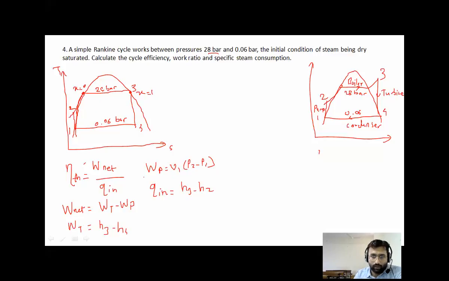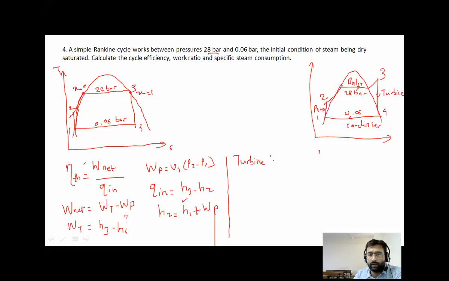Now see here, H3 we can calculate easily because it lies on the saturation curve in the steam table. We can directly calculate it. Then H2 we can calculate: H2 will be equal to H1 plus pump work. Correct? Then H4. The crucial criterion here is to calculate H4. We don't know the dryness fraction at point 4. So one by one we'll calculate all the properties. Let us start with turbine work.